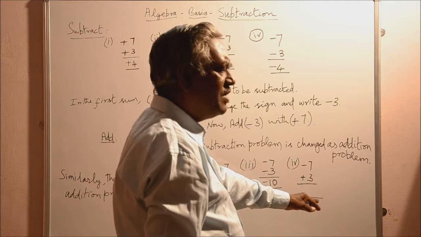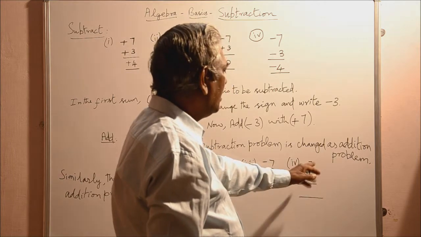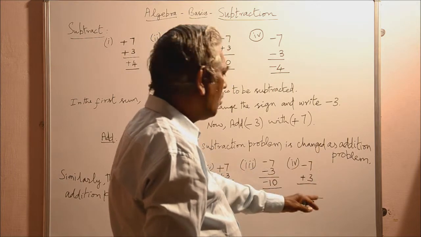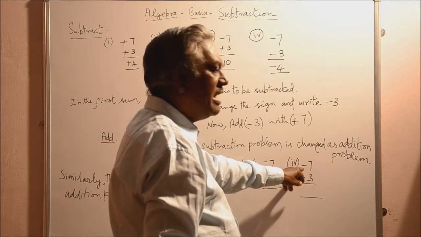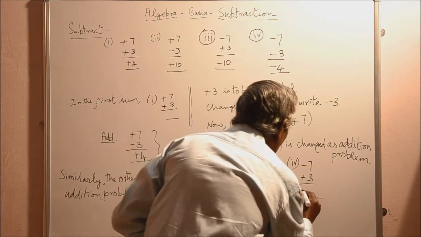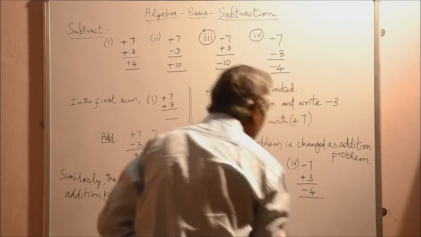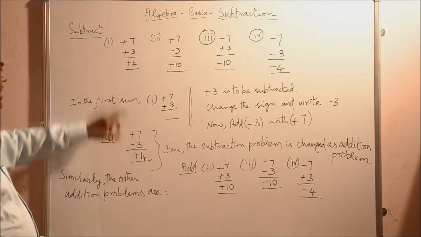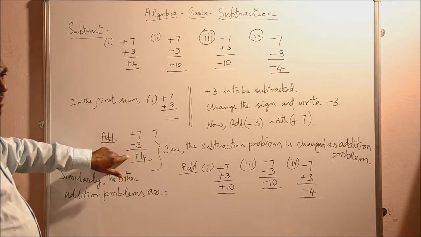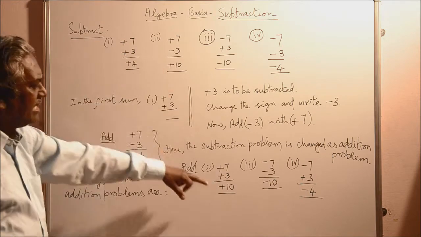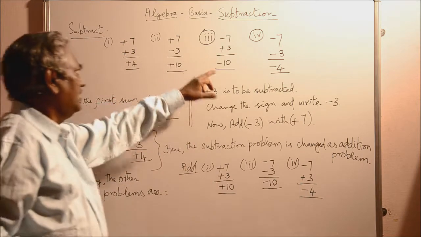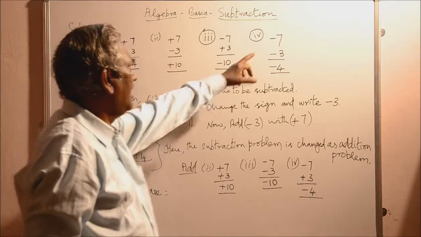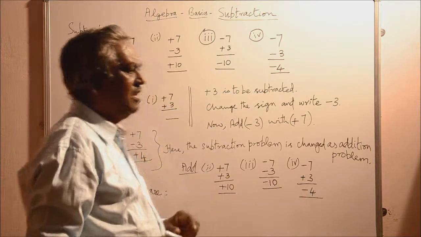Here you have got different signs. First, find out the difference between those two numbers. 7 and 3 difference is 4. The bigger numeral has minus sign. Therefore, minus 4 we write. So these are the results. For the first sum, we get the result plus 4. For the next sum, we get the result as plus 10. For the third sum, we get the result minus 10. And the fourth sum, we get the result minus 4.